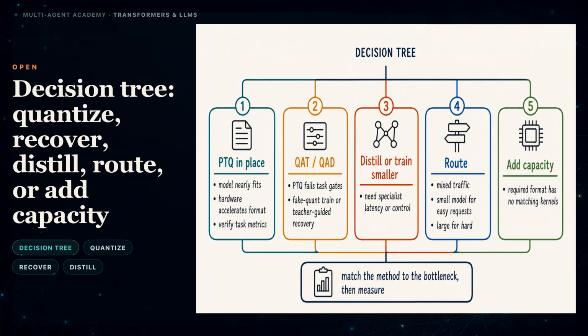If requests vary greatly in difficulty, route simpler requests to the smaller model and reserve the larger model for cases that need it. Routing requires a reliable way to estimate difficulty and a fallback when the small model is uncertain. If every model meets the quality target but traffic exceeds available throughput, additional serving capacity may be the simplest answer. Measure quality, latency, memory, training cost, and operational complexity for each option. Do not select a method because its name is newer. Select the smallest change that addresses the measured limit while preserving required behavior.